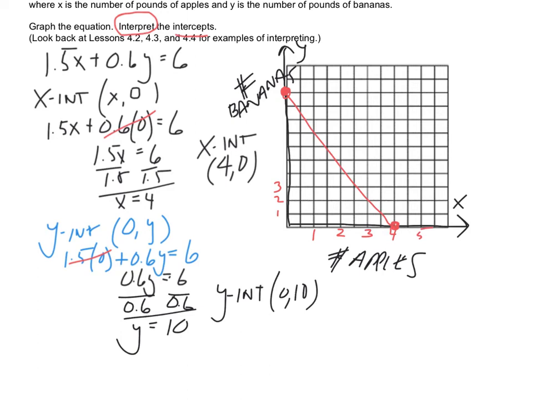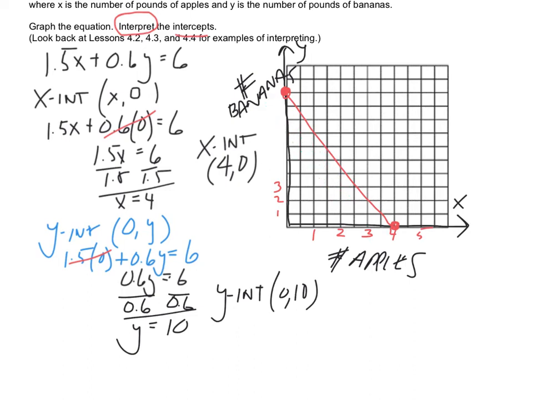So now we get to this big word, interpret. Interpret means, what do the numbers mean? So this graph right now is representing all of the combinations of apples that you could buy with bananas that you could buy that add up to $6. Every single one of these is giving me pairs of pounds of apples that go with pounds of bananas, where the total is $6. So it's not just the 2 on the ends, the x and y-intercept, it's every single one of these combinations that should work.